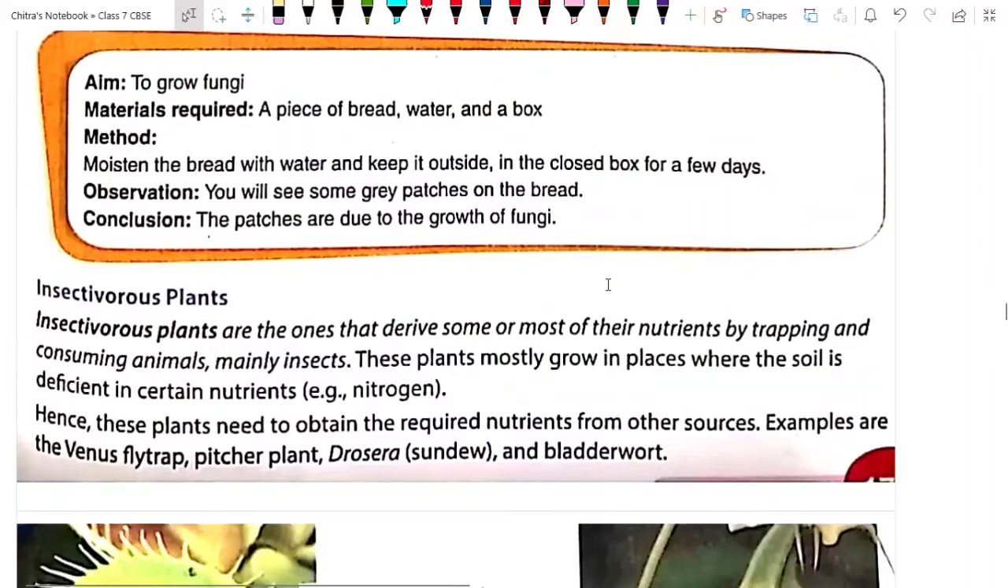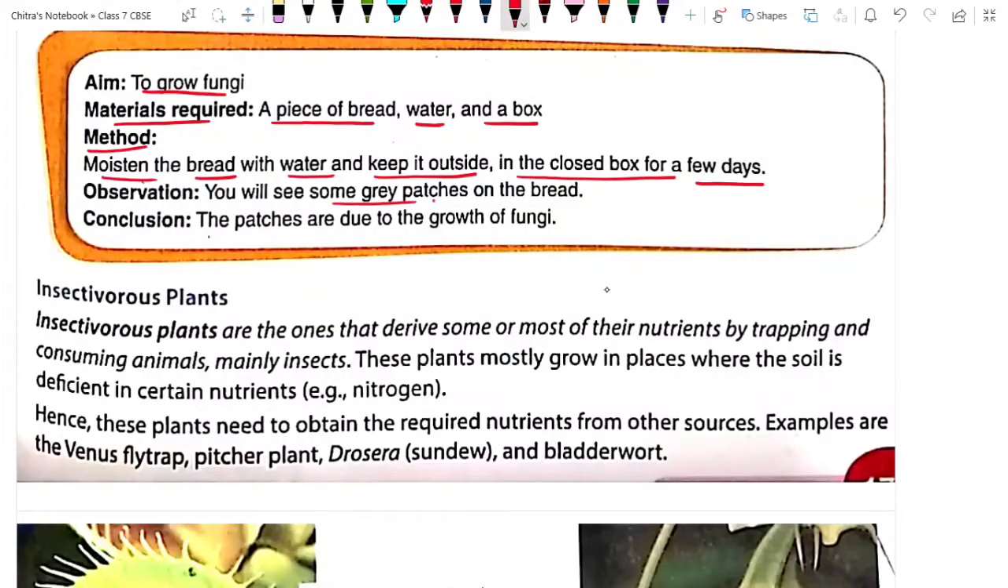Here we have to perform one activity, to grow the fungi. The materials we require are a piece of bread, water, and a box. What is the method to grow the fungi? Moisten the bread with water and keep it in a closed box for a few days, like 1 to 2 days. After a few days, you will observe some gray patches on the bread. Those patches are nothing but the fungi.